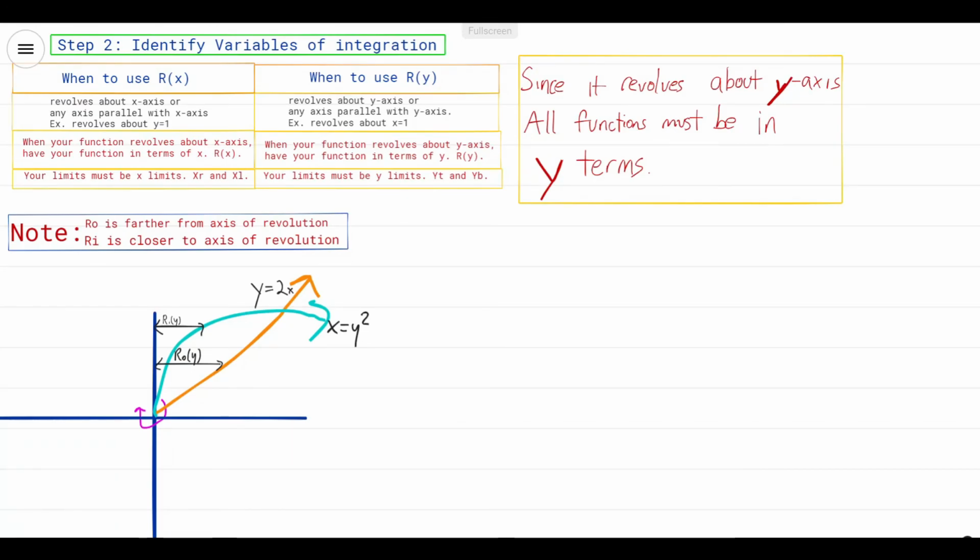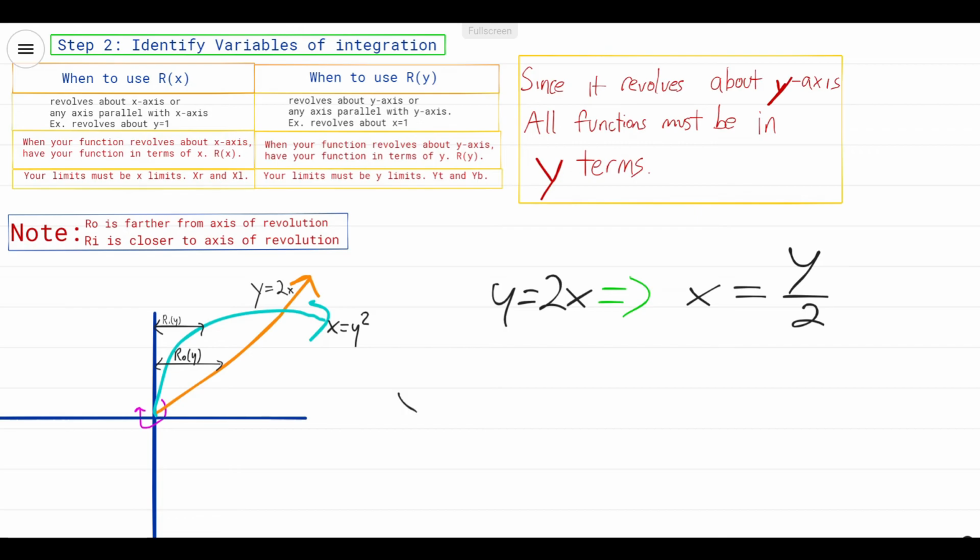So now that we have the sketch, we're going to identify the inner and outer radii. So we know the inner radii is the teal line, which is x equals y squared, and the outer radii is the orange line, y equals 2x. So what we have to do is, since it revolves about the y, we want this in y terms. So we have y equals 2x, but we want this in terms of y. So all we're simply going to do is just literally just solve for x. And when we do that, we get x is equal to y over 2.